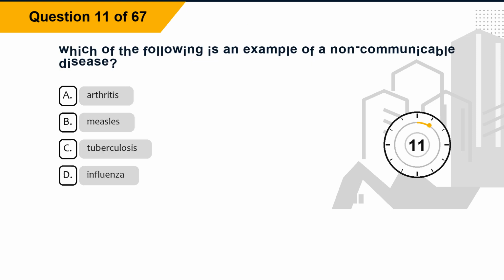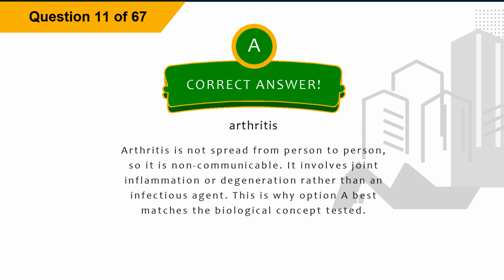Question 11. Which of the following is an example of a non-communicable disease? Option A, arthritis. Option B, measles. Option C, tuberculosis. Option D, influenza. The correct answer is option A, arthritis.